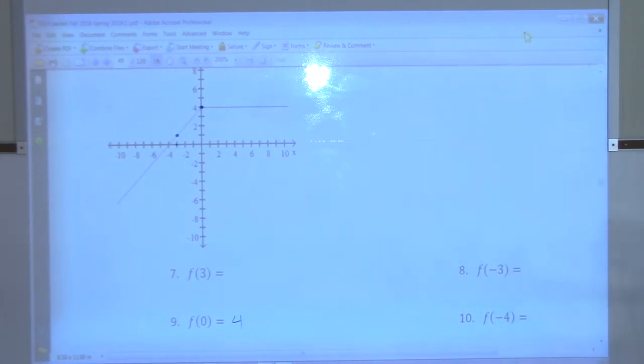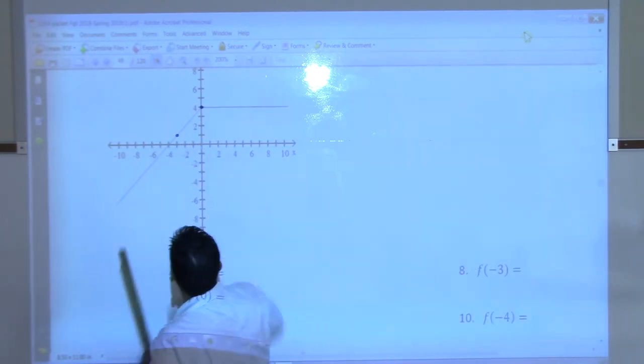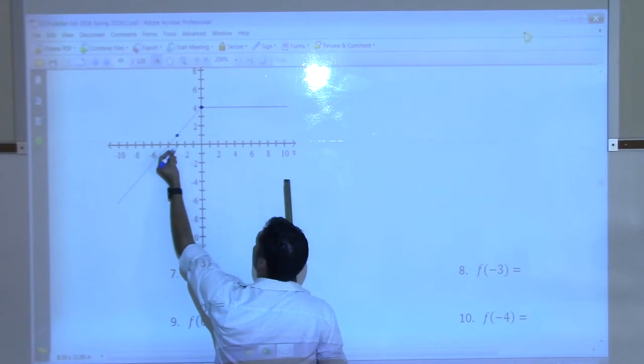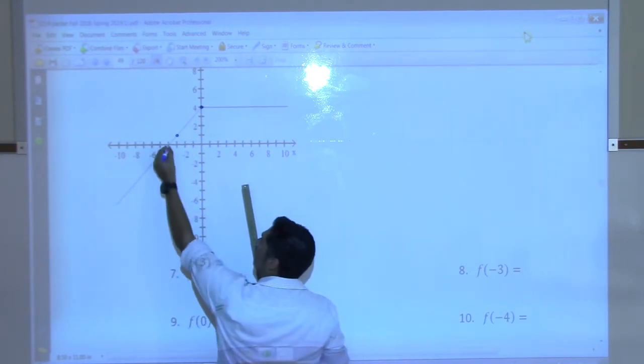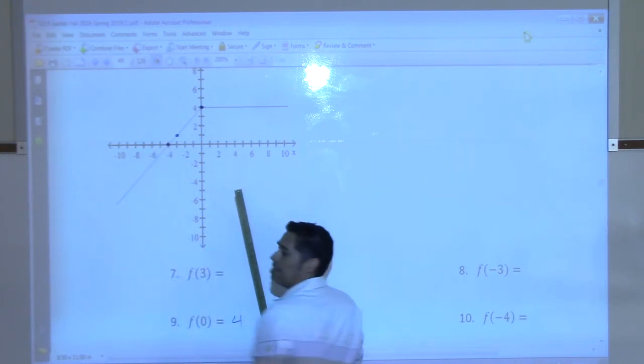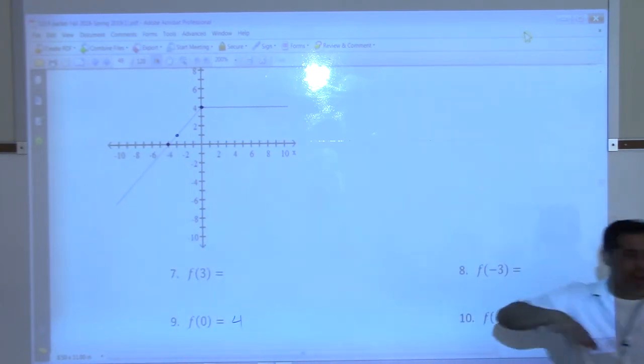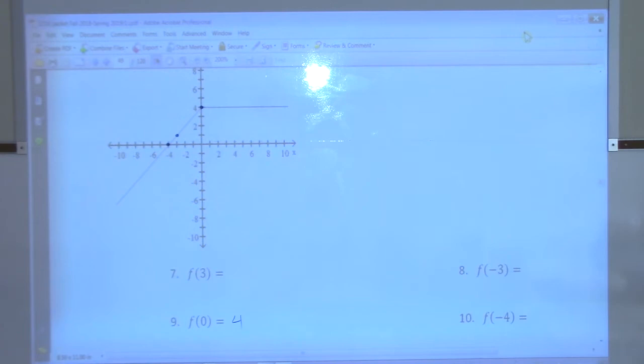F of -4. Luke is up. 0. F of -4 is 0. What do y'all think? So when you go to -4, 1, 2, 3, -4, right? And then you start looking up and down, but you're actually on it already, aren't you? I mean, that's where it hits. And how high is that point? 0, right? It's not up or down, so this is 0.